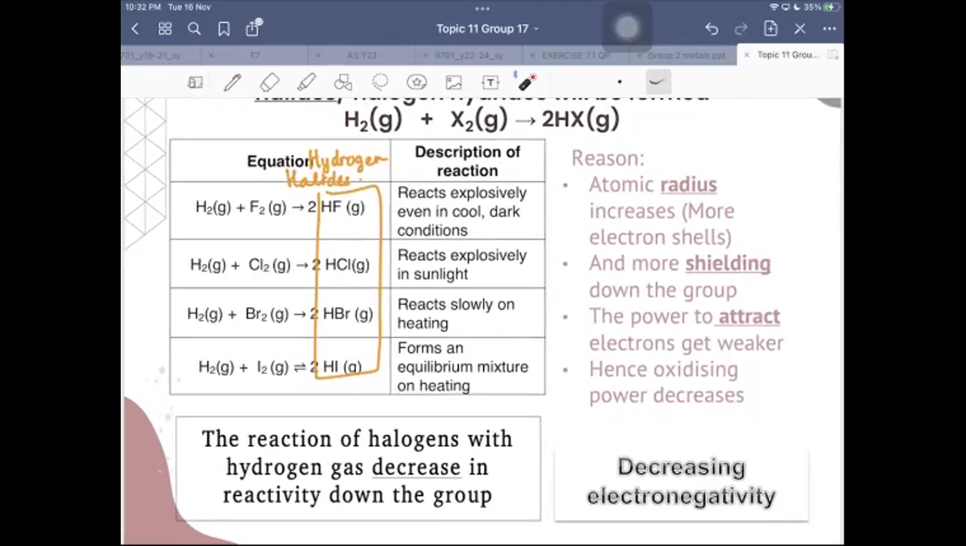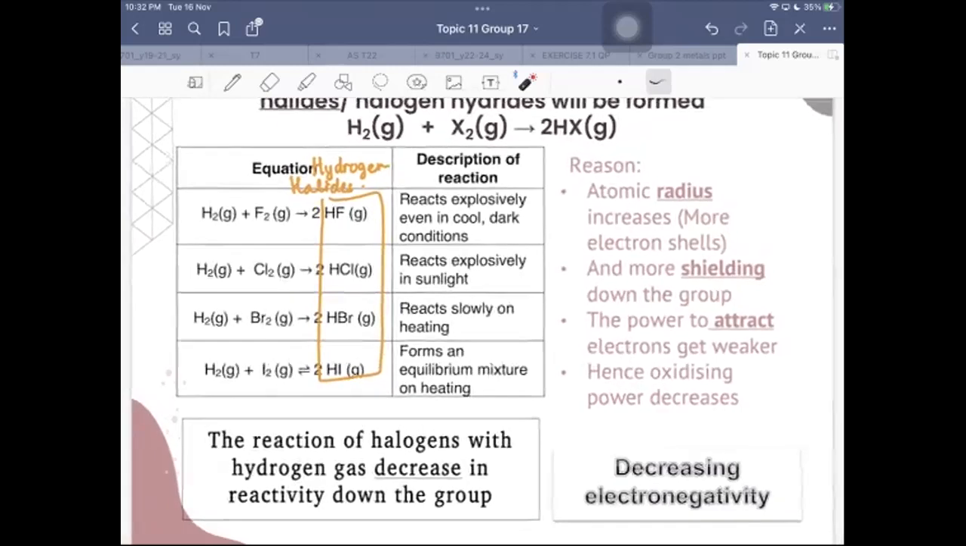But the most important point is the size, the atomic radius. Okay, so what happens? Atomic radius increases, and then more shielding as you go down the group. So when distance increases, shielding increases as well. The power to attract or the power to gain electrons get weaker. Okay, hence oxidizing power decreases. So remember, oxidizing agent is all about gaining electrons. Reducing power is all about losing electrons.